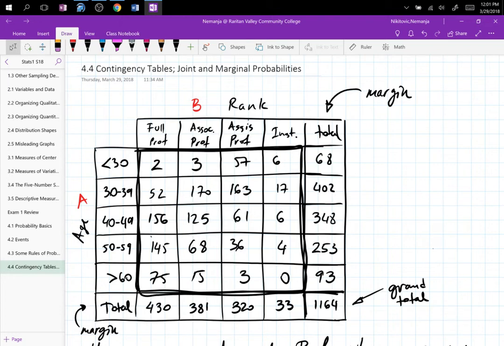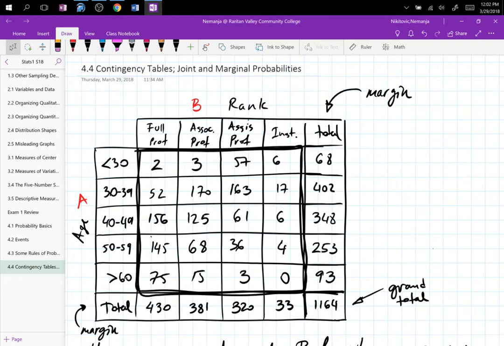The second type of probability is the marginal probability. Again, it comes from the margin. So all of the assistant professors, well, that's going to be 320 divided by the grand total. Or all people older than 60, 93 divided by the grand total. So marginal probability is a margin divided by the grand total, and the joint probability is a particular cell, which the text will tell you which one to zoom onto. So it's a cell divided by the grand total.